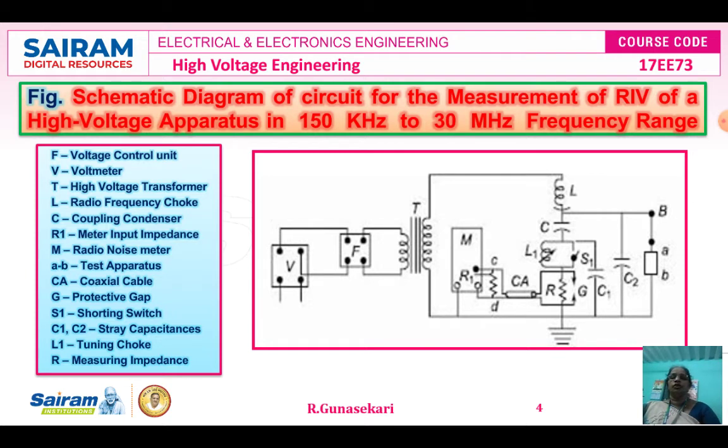V is nothing but the voltmeter. T is the high voltage transformer. L is the radio frequency choke. C is the coupling condenser. R1 is the meter input impedance. M is the radio noise meter.